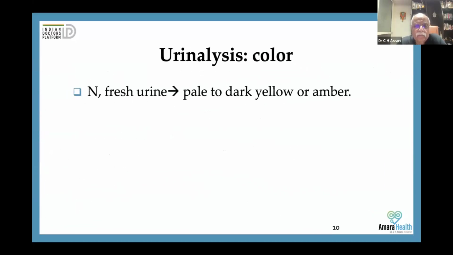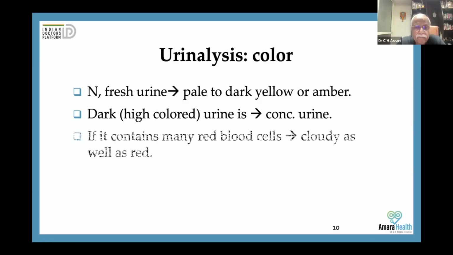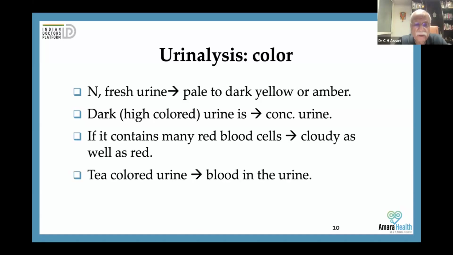Color of the urine. Normal fresh urine is pale to dark yellow or amber, based on how much hydration the patient has had previously. Dark, high-colored urine is concentrated urine. If a patient comes to you and says, I pass dark urine, you ask, every urine is dark or only first? No, only first. That is concentrated urine. If it contains many RBCs, it may be cloudy or maybe red. Tea-colored urine also may have blood in the urine, but should be checked.